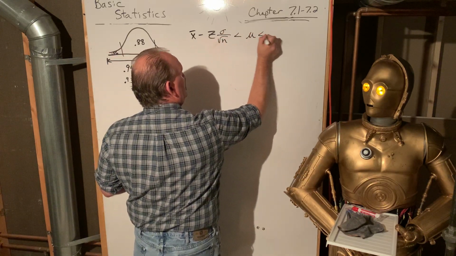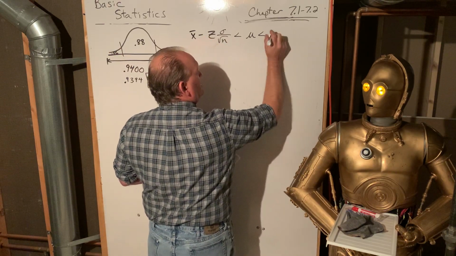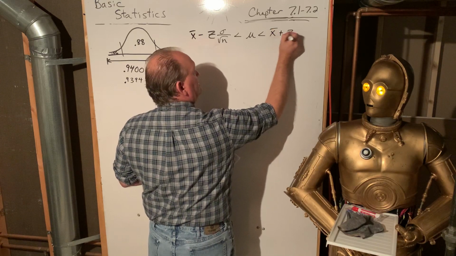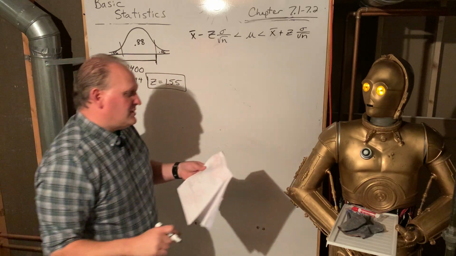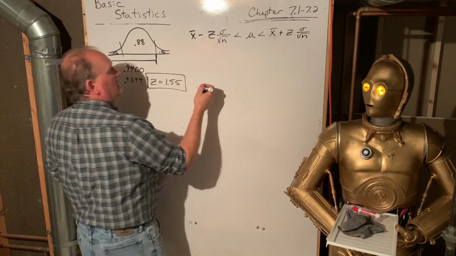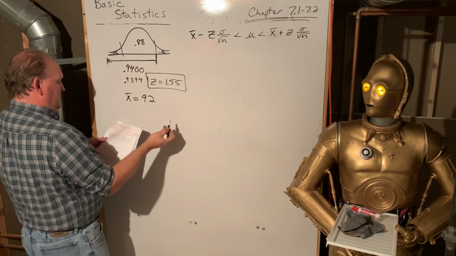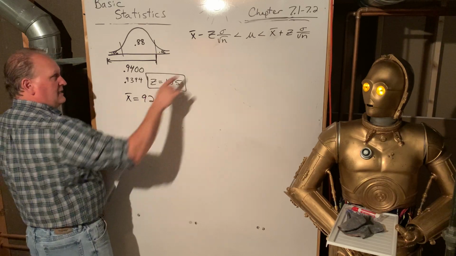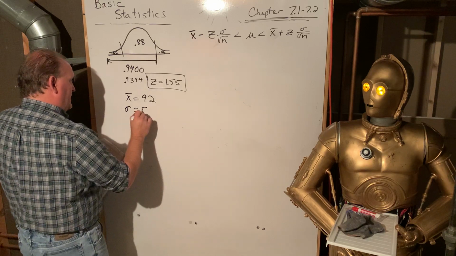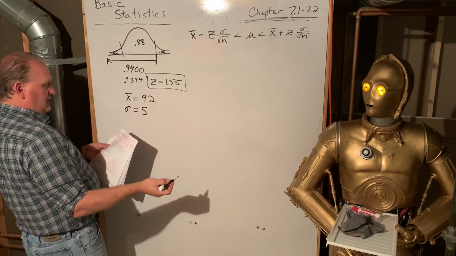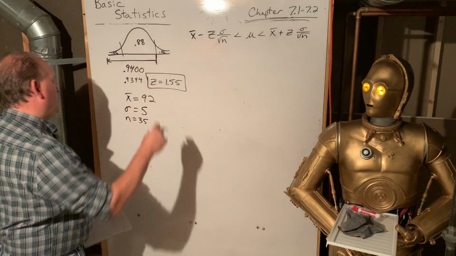All right. And remember, this is the margin of error. So this is x bar plus z times sigma over the square root. All right. Okay, so let's plop in our, now it's just plug and chug. So they told us x bar was 92. They told us we found z already, so we got that. They told us sigma, the standard deviation, was 5 strokes. And they're looking at 35 golfers. So we're just going to sub all that stuff in.